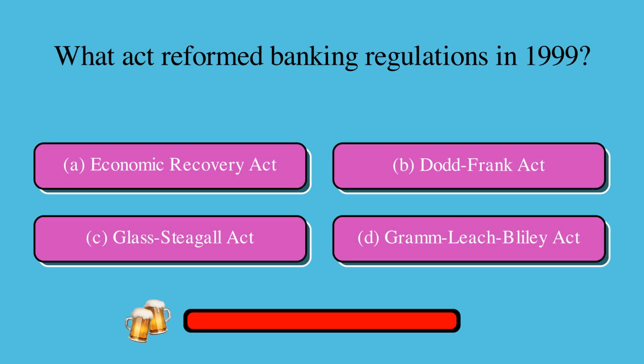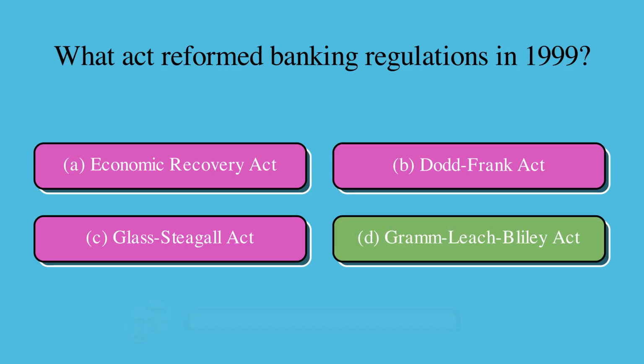What act reformed banking regulations in 1999? Is it A. Economic Recovery Act, B. Dodd-Frank Act, C. Glass-Steagall Act, or D. Gramm-Leach-Bliley Act? The correct answer is D. Gramm-Leach-Bliley Act.